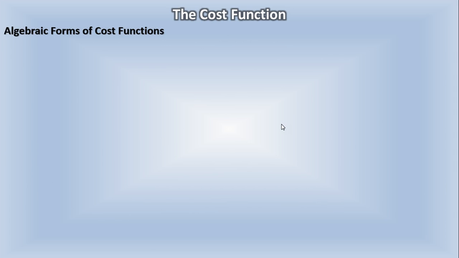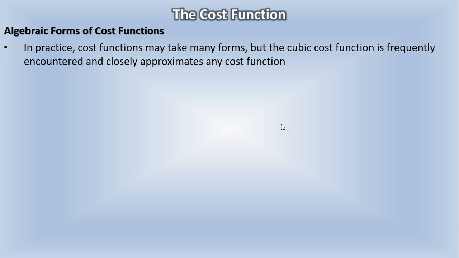All right, let's look at the algebraic form of the cost function. So we've looked at tabular data reflecting the cost function. We've looked at curves via graphs that, again, reflect the same relationships. But now, of course, we're going to jump to the equations, which is ultimately what you need to do in this class, because the other stuff you've already covered in your introductory micro courses. So in practice, cost functions may take many forms, but the cubic cost function is frequently encountered and closely approximates any cost function.